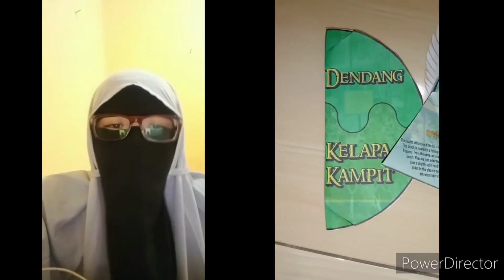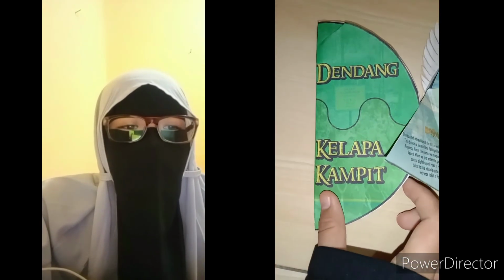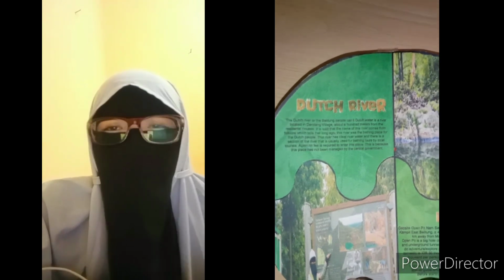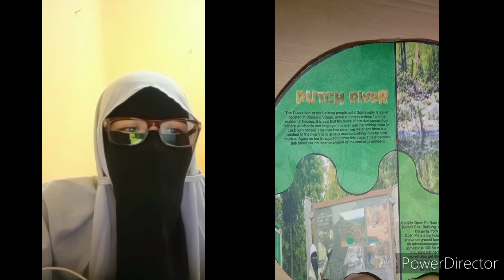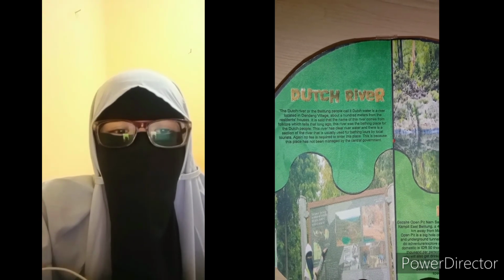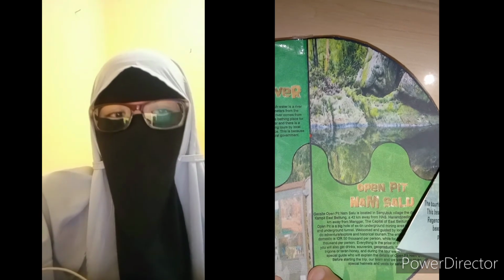And we go to the left content. In Dendang area, we can find a tourist spot called the Dutch River. You know the Dutch? Yes, the Dutch. The Dutch River, or the Belitung people call it Dutch water, is a river located in Dendang village, about 100 meters from the resident house.